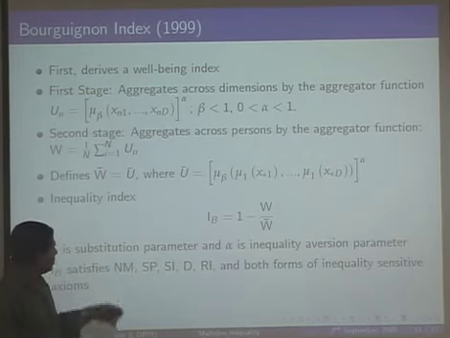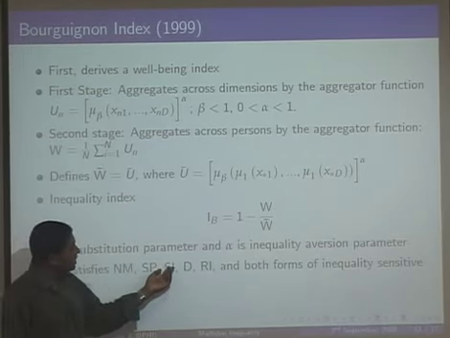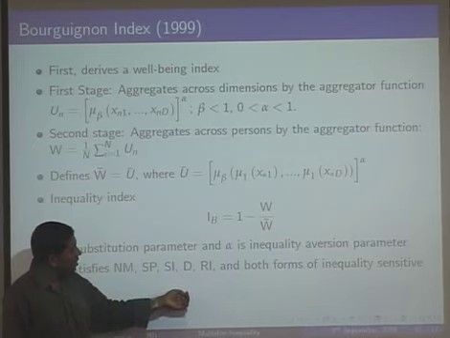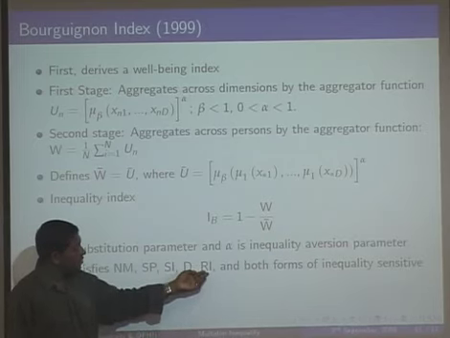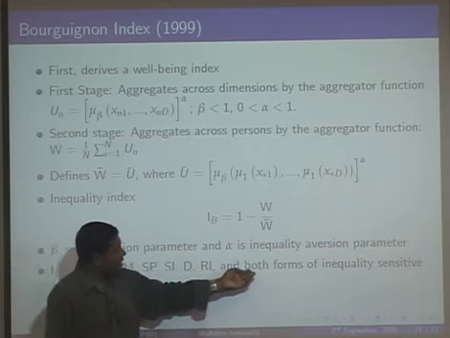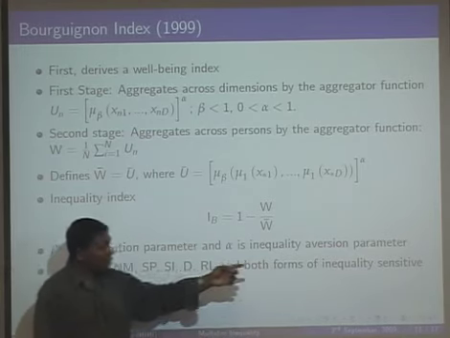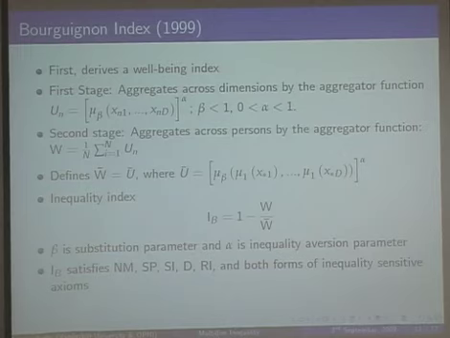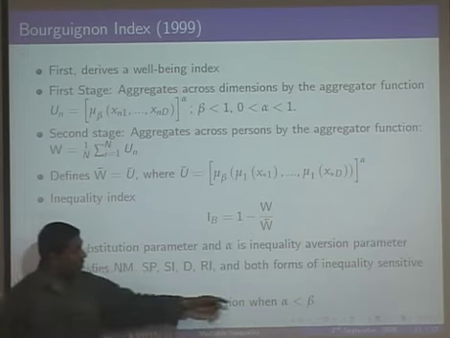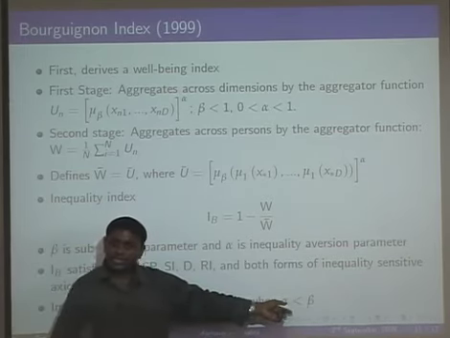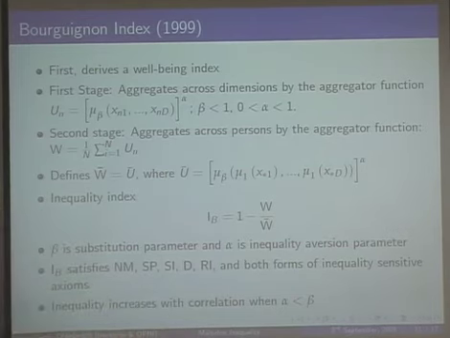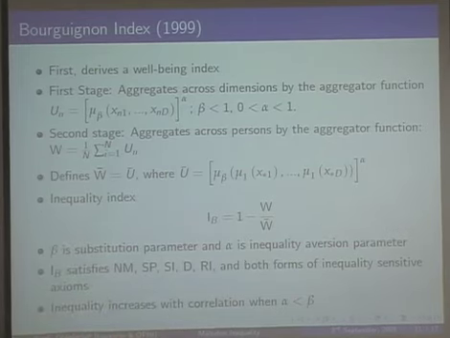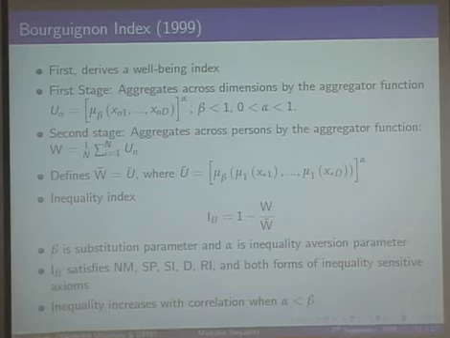So this is normalization, this is actually anonymity, scale invariance, decomposability, and this one replication invariance. Yeah, and both forms of inequality sensitivity. Okay, these are the inequality axioms. Okay, and inequality increases with correlation when you have this restriction. It is a similar restriction to what we had with the final human development index. It can be shown that this welfare index is actually a monotonic transformation of one another.